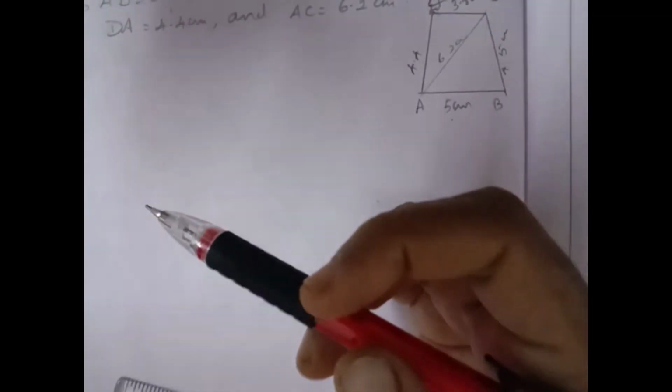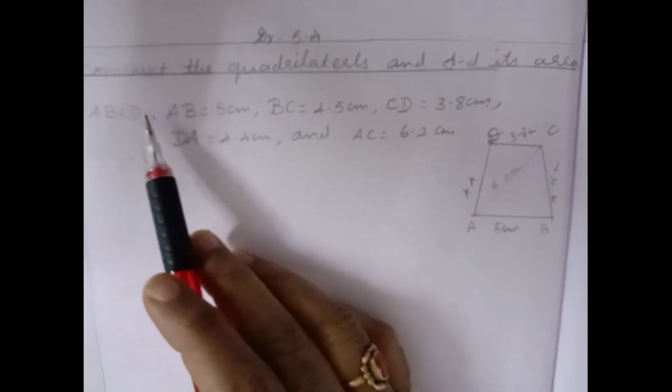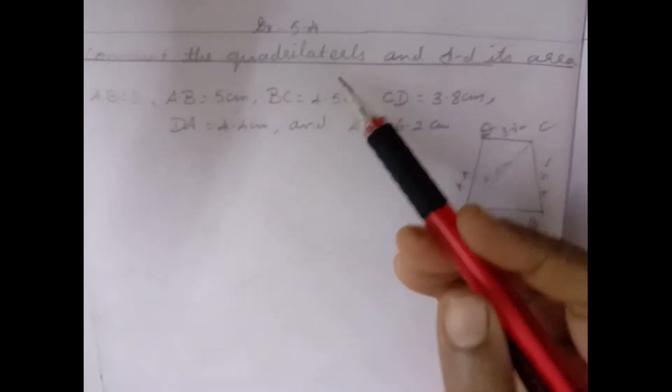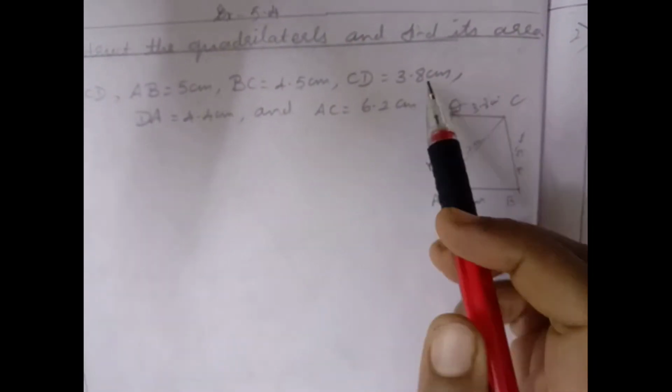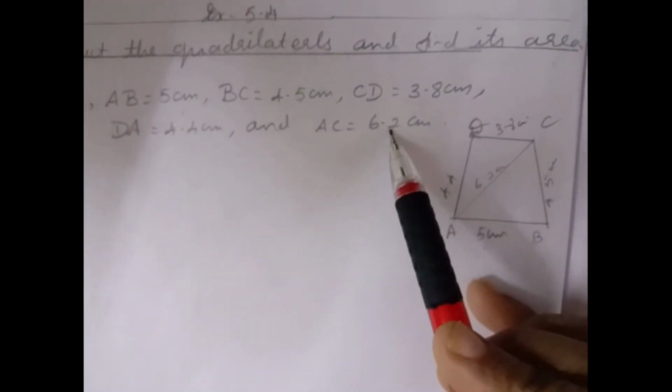We'll move to the exercise. Your first question: construct the quadrilateral and find its area. Your quadrilateral is ABCD. AB equal to 5 cm, BC equal to 4.5, CD equal to 3.8, DA equal to 4.4 and AC equal to 6.2.